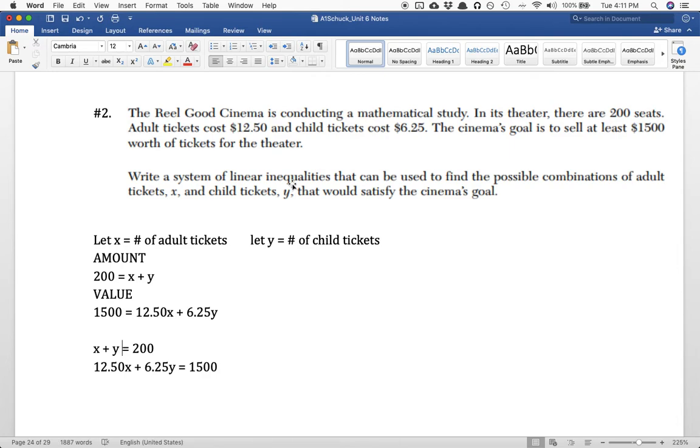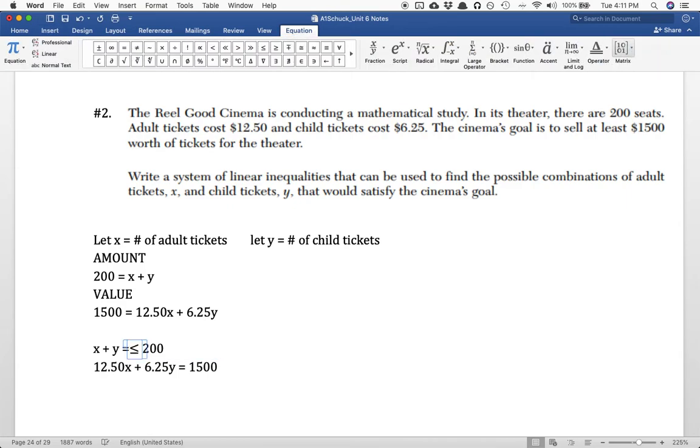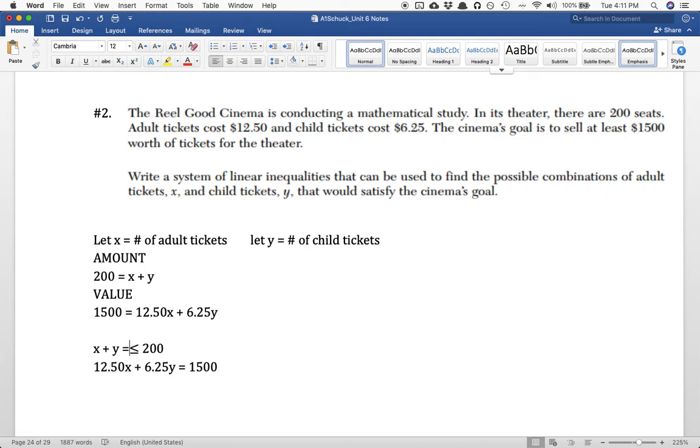Well, the number of people in the theater could be exactly 200, or really, could the number of people in the theater be more than 200 or less than 200 if that's the total number of seats I have? And clearly, it's got to be less than or equal to 200 people in the theater, right? I can't have more people in the theater than I have seats, so the number of people in the theater should be less than or equal to the number of seats.